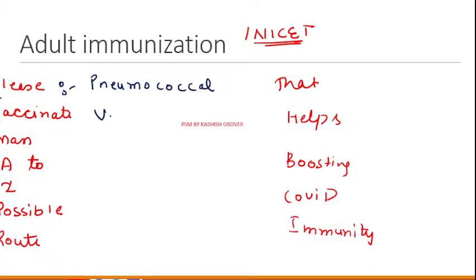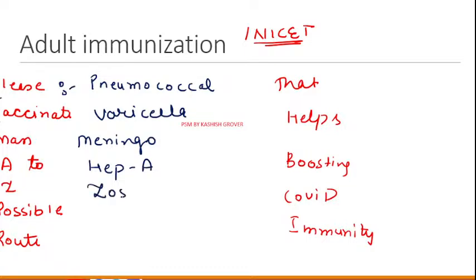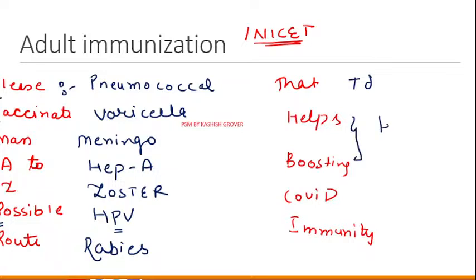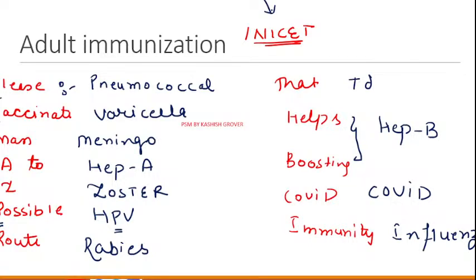Right. So V stands for varicella. M stands for meningo. H stands for hepatitis A. Z stands for zoster. Yes, very good. And P, what about P here? Here P stands for HPV. What about R? Here R stands for rabies. What about T? T stands for TD. What about health boosting? Hepatitis B. And COVID is COVID, and here it is influenza, right? So adult immunization, this was asked in INI set. So these vaccines we give to an adult.